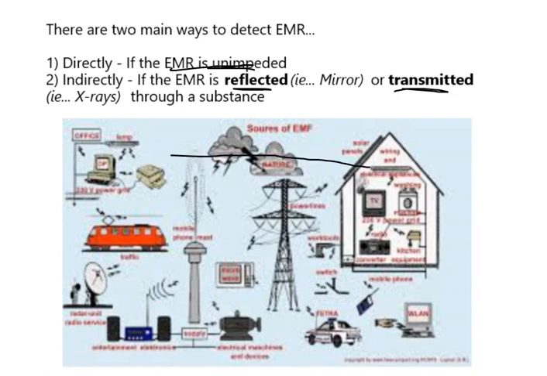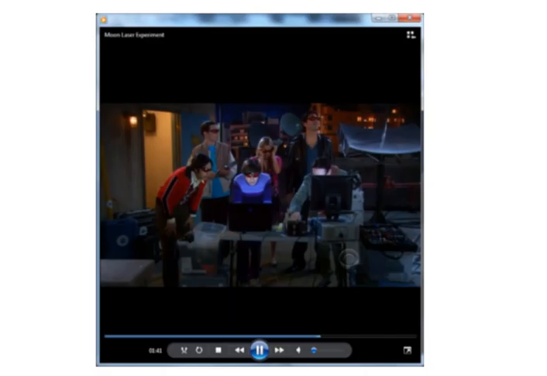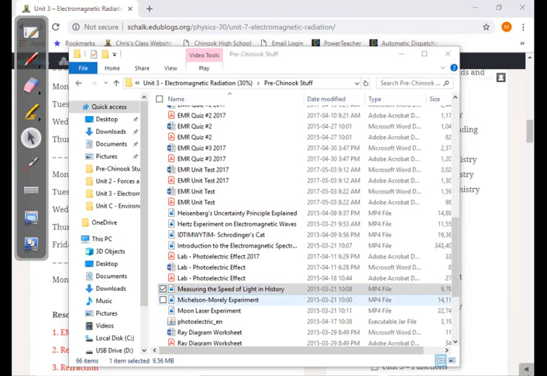Okay, I want to show a quick video clip of the Big Bang Theory. Maybe you've seen this episode. This is where they're going to try to calculate the speed of light in a similar experiment where they're going to reflect something off the moon. This is my last video, I think. Maybe you've seen this pretty clip they had.